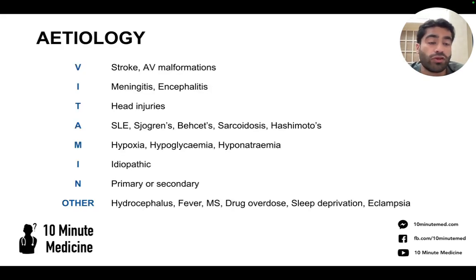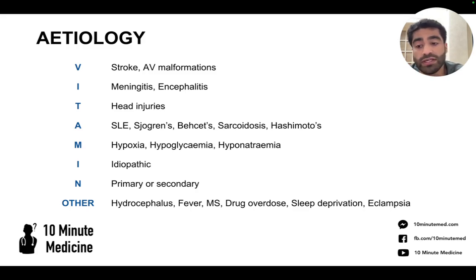Looking at the etiology, you can use different systems, one such as the vitamin sieve, each letter standing for a different root cause. So V, vascular, stroke, AV malformations. I, infection, meningitis, or encephalitic changes can result in seizure activity. T for trauma, head injuries, autoimmune conditions, metabolic states. Hypoxia, hypoglycemia, and hyponatremia are the most recognized forms.